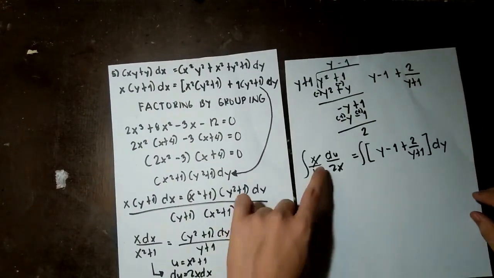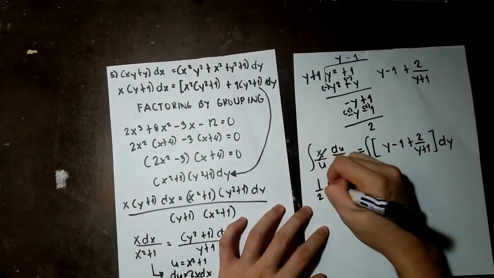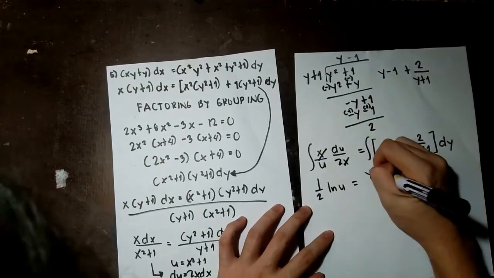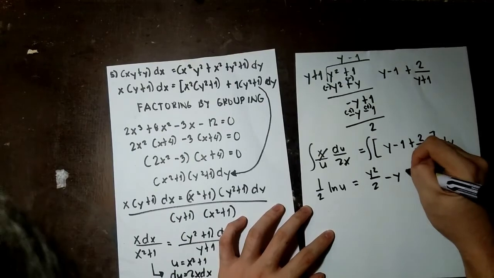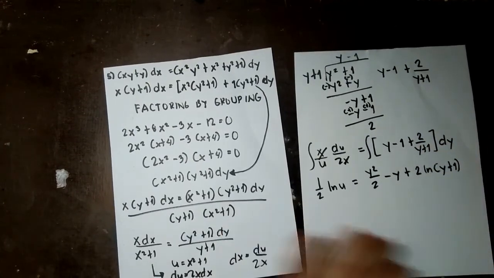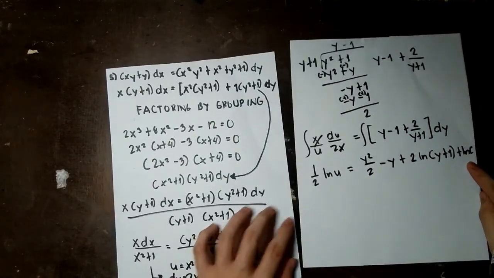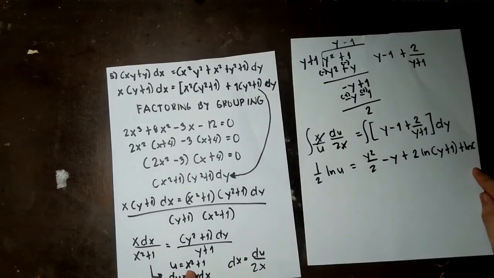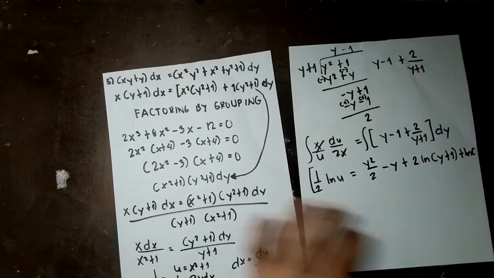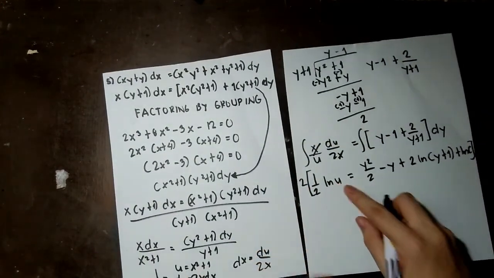So integration ng du over u over 2 is 1/2 ln u. Then integral nito is y squared over 2 minus y plus 2 ln ng y plus 1. Plus lagyan rin natin ng ln c para mapagsama tong dalawa. So yung u substitute lang natin, which is x squared plus 1. Then i-multiply natin yung equation sa 2 para mas simplify yung answer natin. So multiply natin sa 2, substitute natin yung u as x squared plus 1.